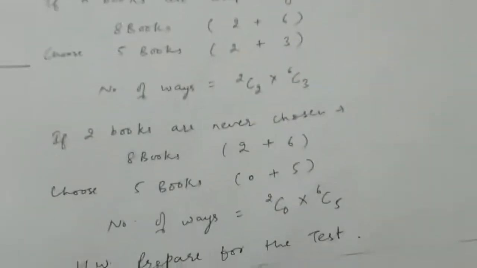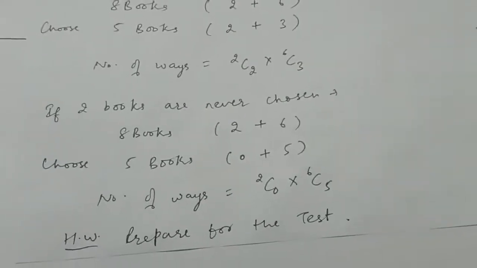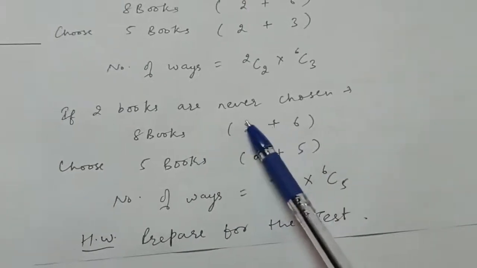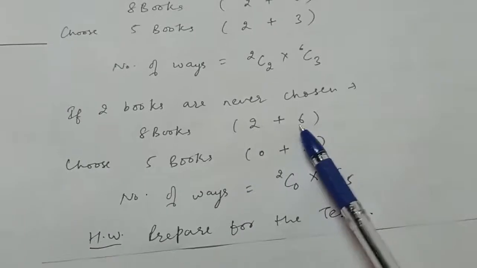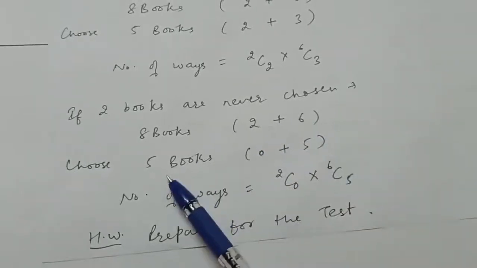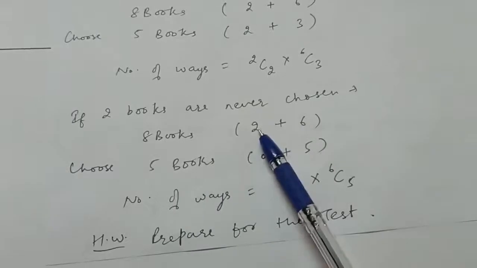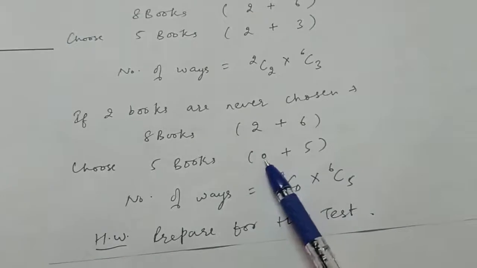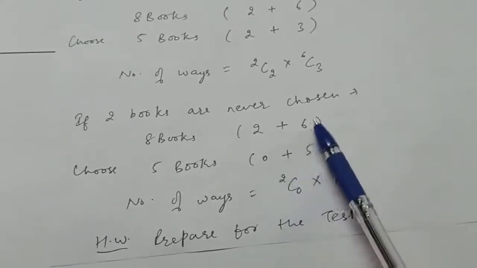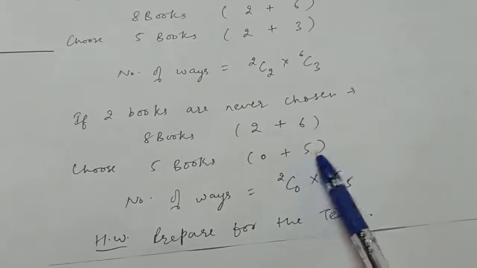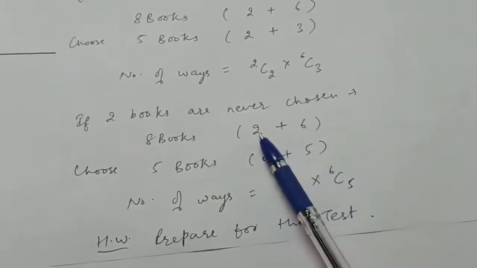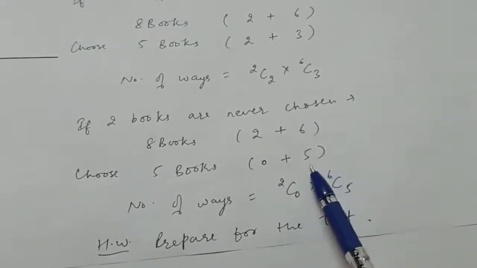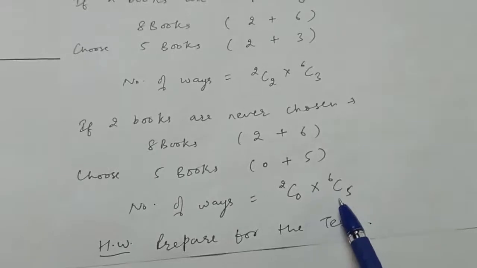Now if they say 2 books are never chosen, that is, out of these 8 books, these are divided into 2 plus 6, these 2 books should never be selected, and the rest are 6 books, right? Now we have to choose 5 because these 2 are never chosen. Therefore out of these 2 we will not select any book, so 0, plus from the rest 6 we will select 5. So the number of ways will be, out of these 2 0, so it will be 2C0 into, out of these 6 5, so 6C5, right?